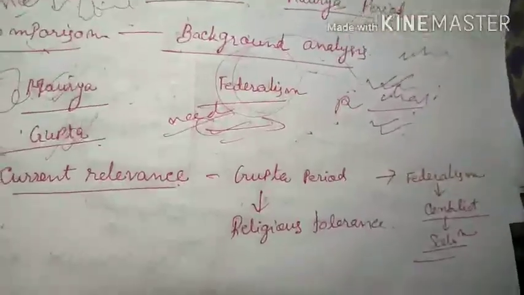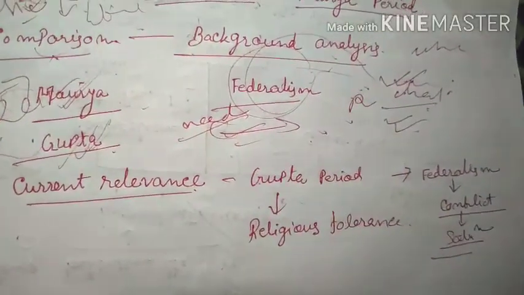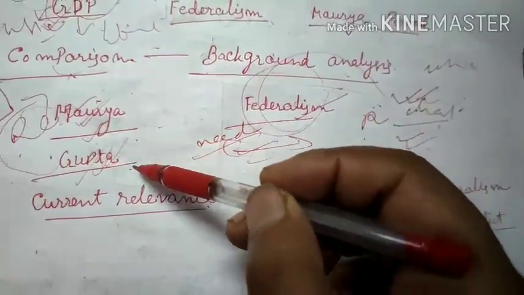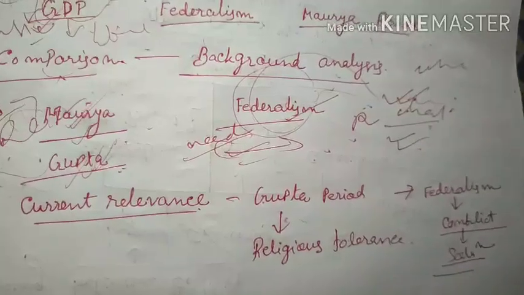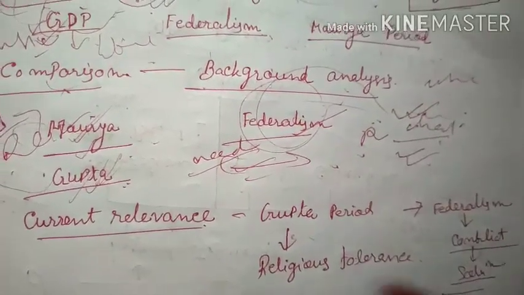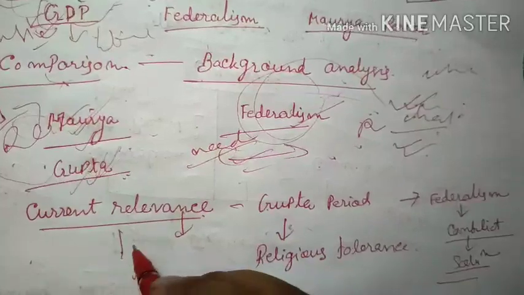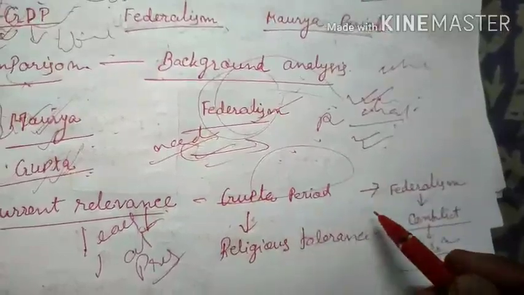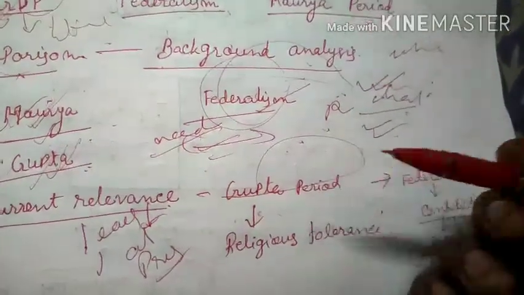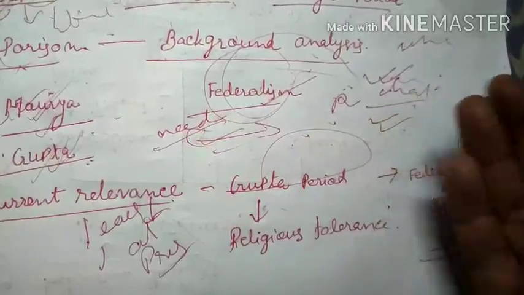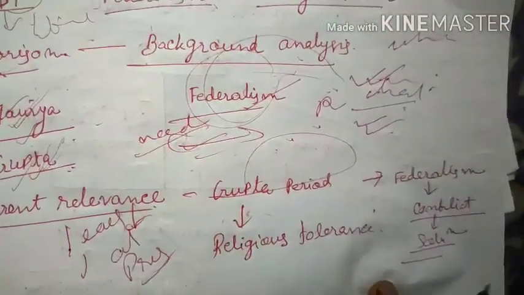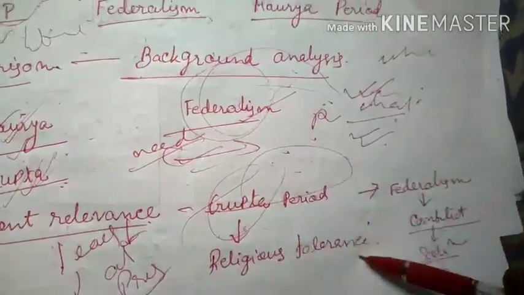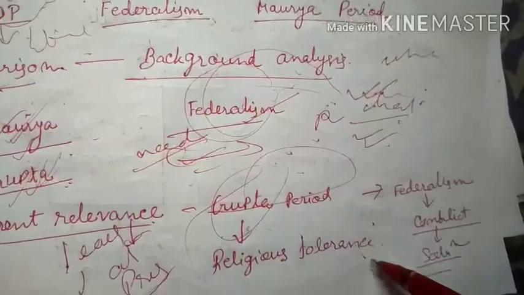Then another important thing is the current relevance. Whenever you finish any topic, whether it is federalism, the Maurya period, the Gupta period, or any other topic from any part of the syllabus, always after finishing the topic, try to find out what relevance it bears at present. For example, in the Gupta period, religious tolerance. What is the relevance of religious tolerance in the present situation? What teachings, what morals can we gather from the Gupta period in the perspective of religious tolerance, right?